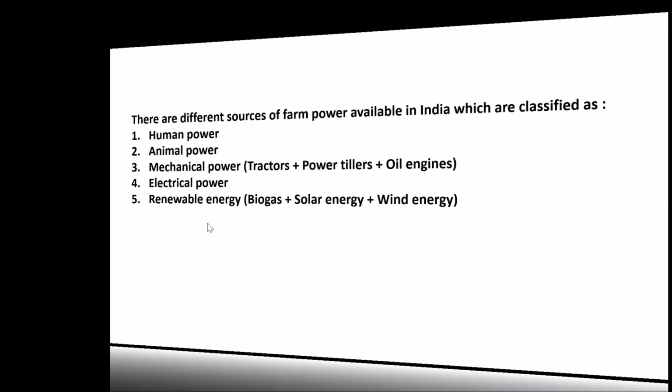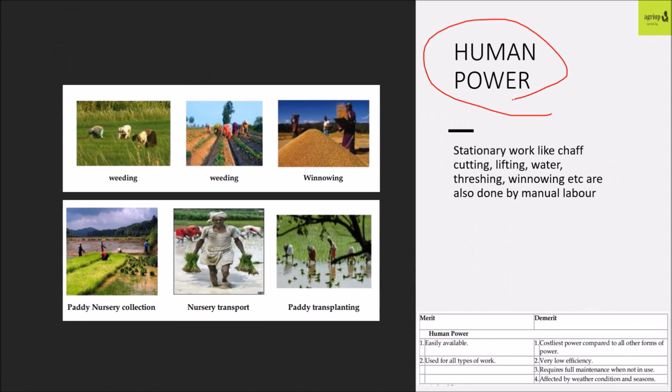Let's now talk in detail about human power. What is human power basically talking about? In an agricultural field, all the stationary work being done, like chaff cutting, lifting, water threshing, and activities related to these like winnowing, are all done by human power, that is, manual labor. For example, weeding is manually done. Winnowing is a manual activity mostly practiced in parts of India. Paddy nursery collection, nursery transplantation and transportation are all examples of human power.